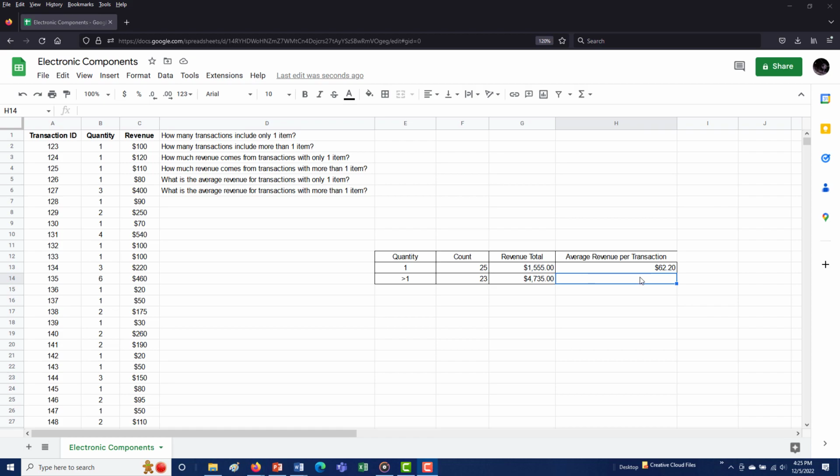Then for our last question, what is the average revenue for a transaction with more than 1 item? Once again, real simple. Equals G14 divided by F14. Hit enter, 205.87.